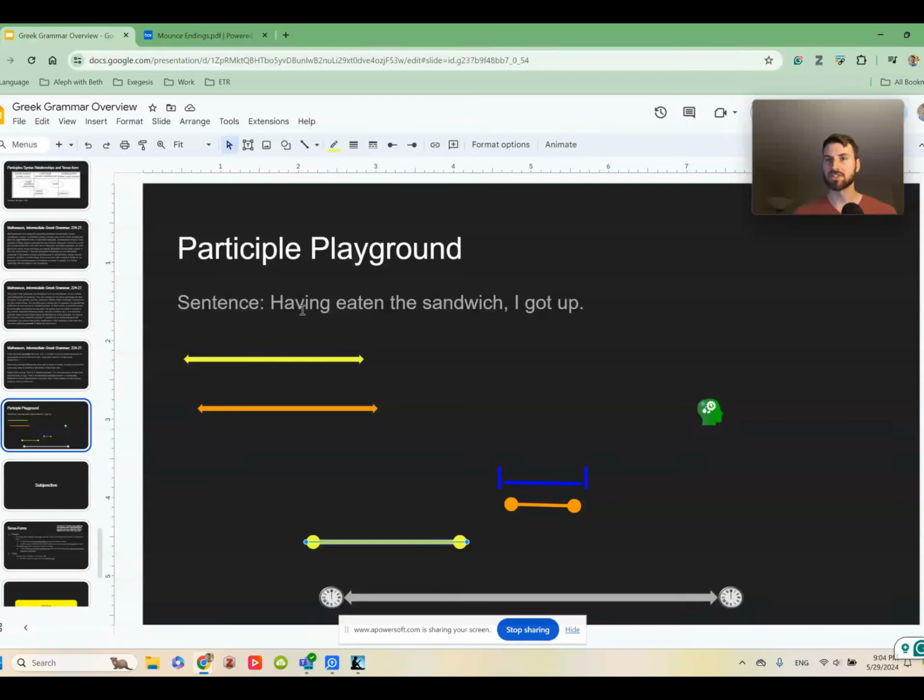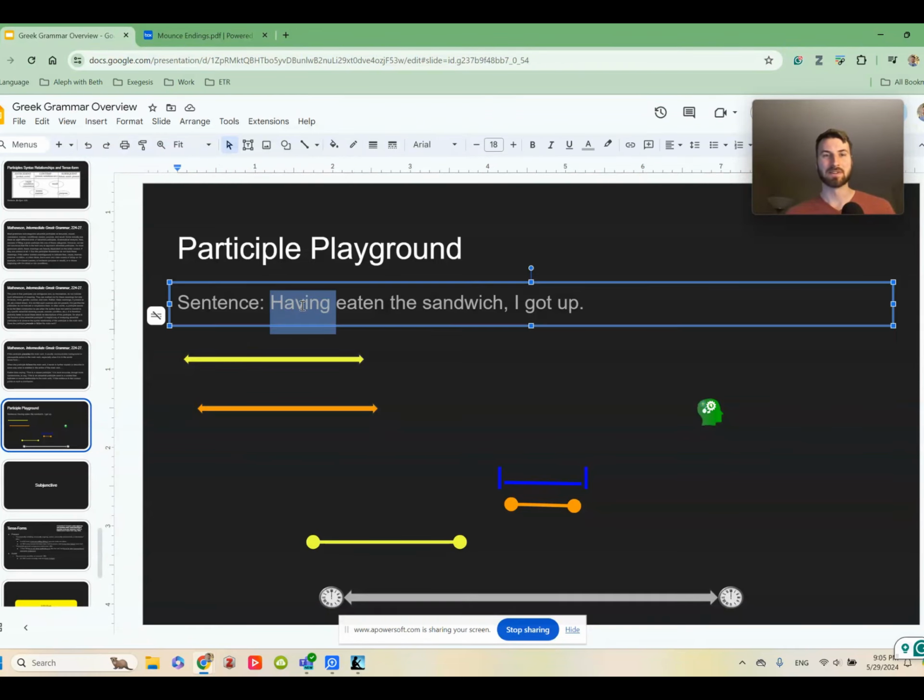And this is where it's really hard to translate the difference between a perfect and an aorist participle. And they're often very similar in meaning. But sometimes you'll see aorist participles translated like after eating the sandwich, right? Because it's trying to get at: I've eaten it, and then after that I got up. So sometimes you'll see it like that.